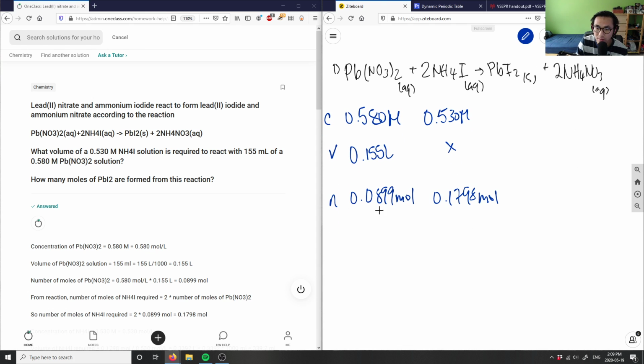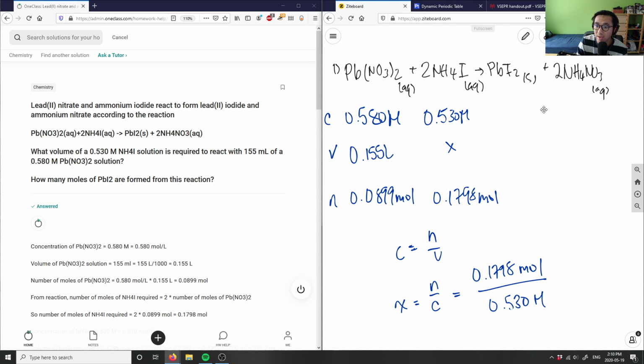So we know that C equals n over V, which is concentration equals moles divided by volume, which means our volume is going to equal our moles divided by our concentration, right? And we know that our moles here is 0.1798 moles. I'm solving for this x here, divided by our concentration, which is 0.530 molarity. I can keep this constant, x, because this here is x.